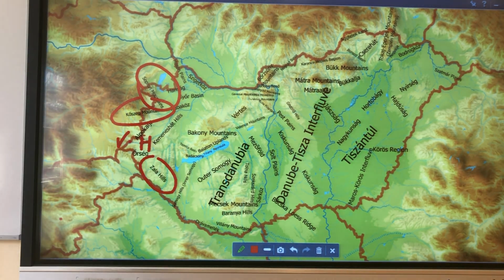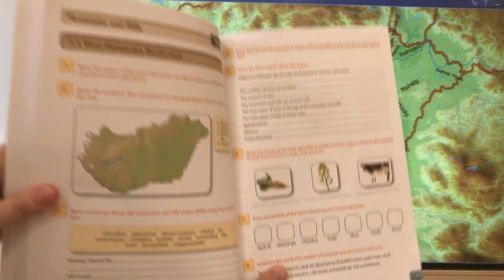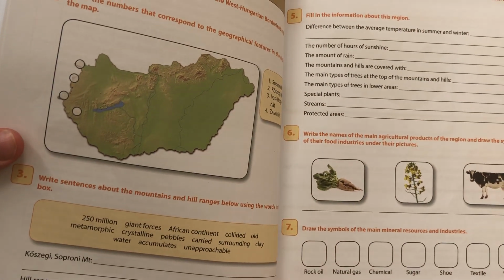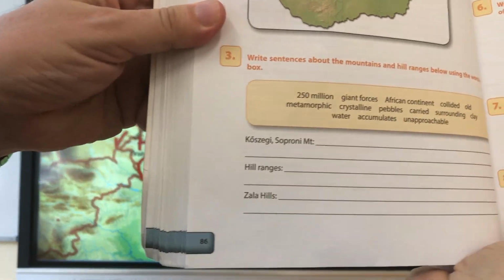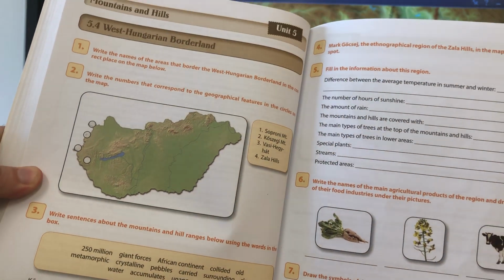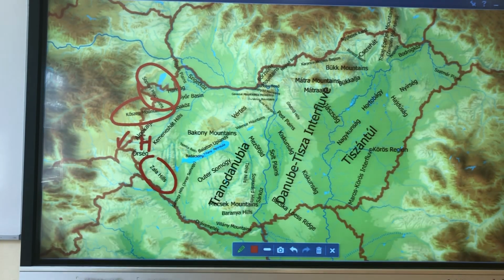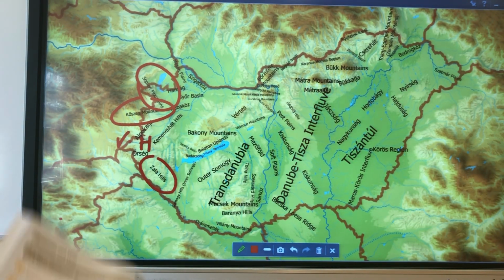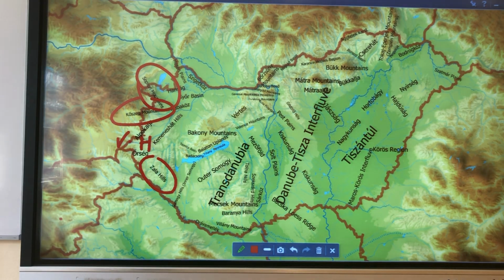Now, if you open your workbook, I'm going to show you page 86. Yeah, I'm just checking that the video is okay now. Yes, it's filming it. So, page 86. And please have a look at task 2 and write the names of these parts down on the map. So, you can find out the help and you can write them down. If you stop the video, you can have enough time to complete this. If you finished it, we are going to move on.